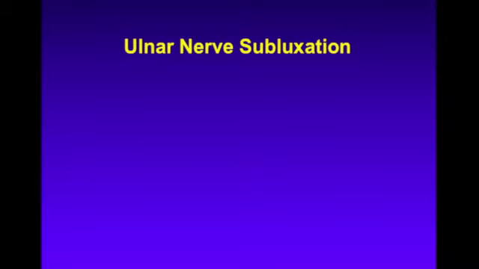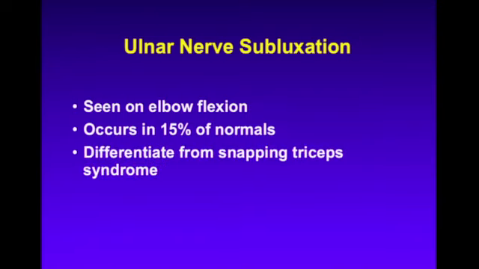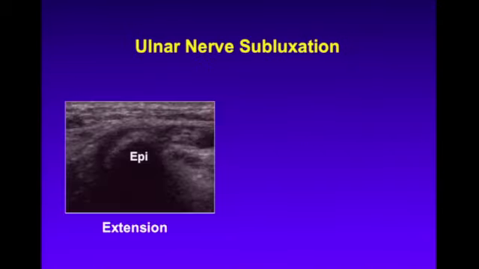Now, another entity that we'll see with the ulnar nerve is ulnar nerve subluxation. This is seen when you flex the elbow and occurs in about 15% of normal individuals, that is, patients with no symptoms at all. And as I'll show you in a minute, it's important to differentiate from another condition called snapping triceps syndrome. So what happens in ulnar nerve subluxation?